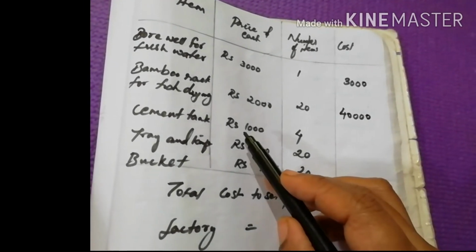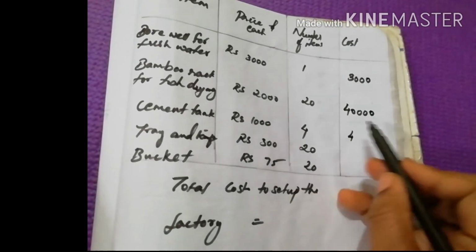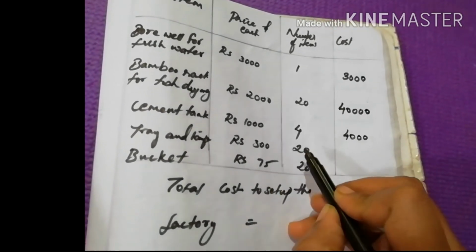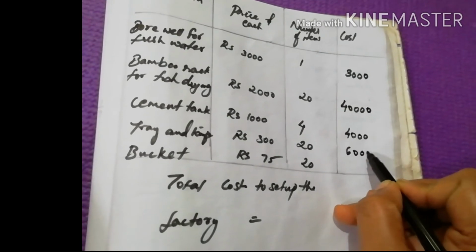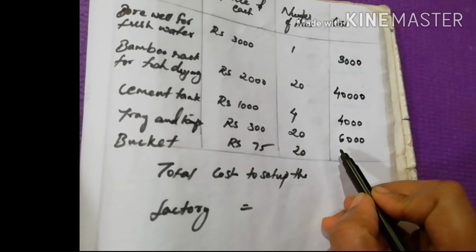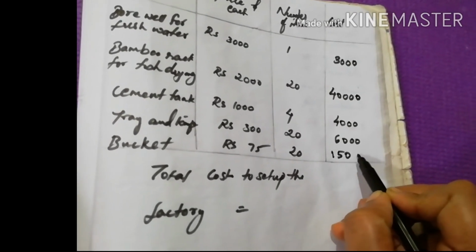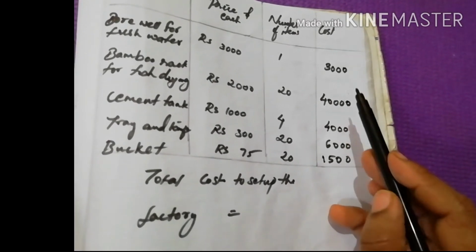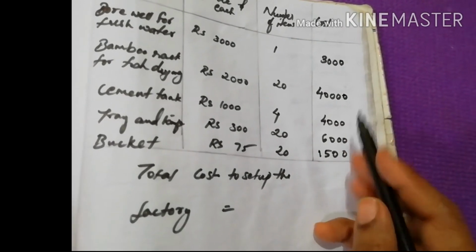Okay, next 1,000 into 4, that is 4 with 3 zeros. Okay, next is 3 into 2, that is 6 with 3 zeros. Next 75 into 2, we know that 75 into 2 is 150. So, and after that we need to add these all.